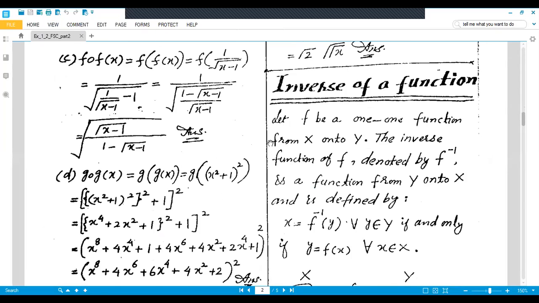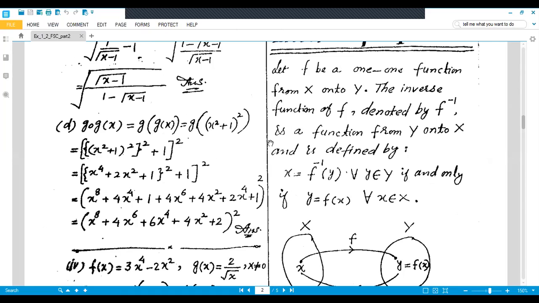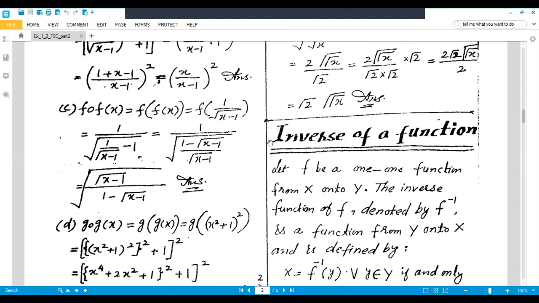Now come to the next question. Before starting the next question, first you should know what an inverse function is. Inverse function: let f be a one-one function from X onto Y, which means that in a one-one function, for each element of the domain you have a separate element of the range, and values are not repeated.